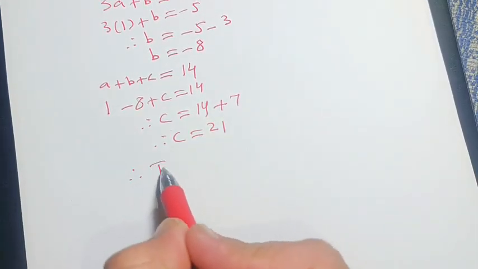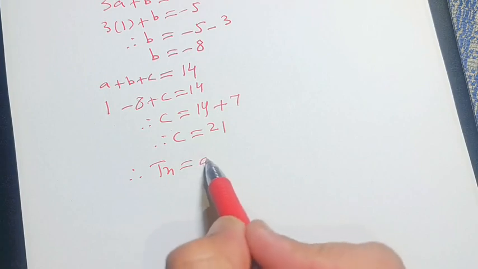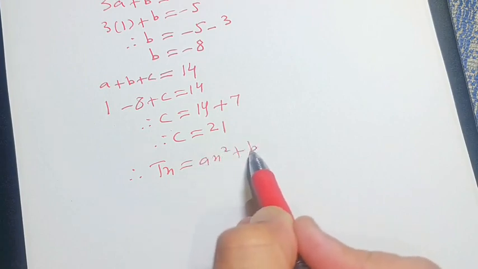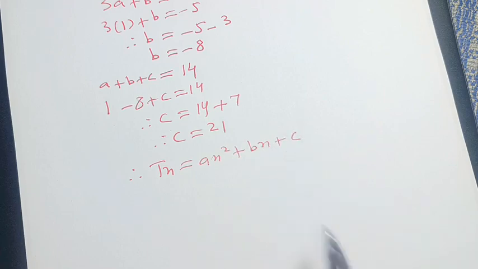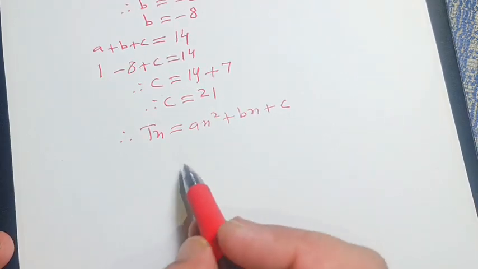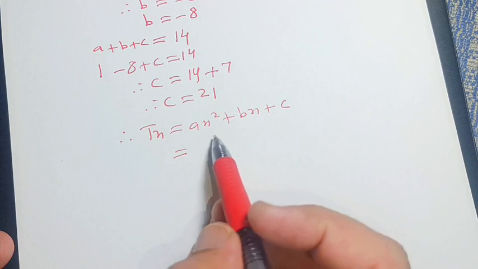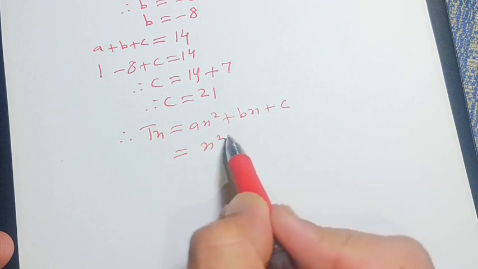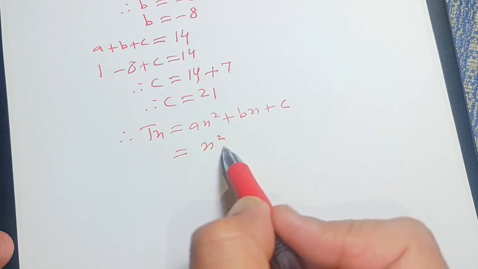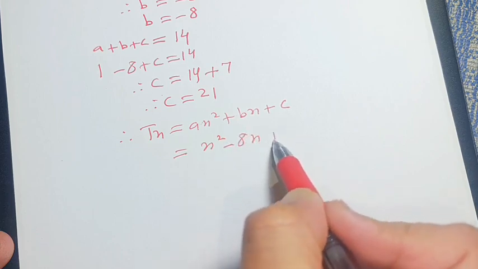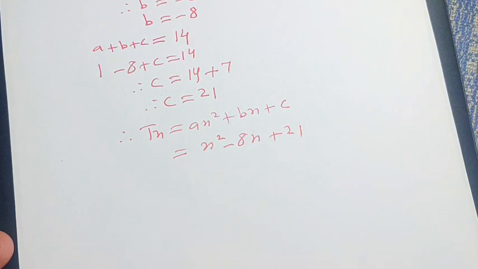Therefore Tn is equal to an square plus bn plus c. You must remember this is a quadratic sequence. So a we have 1, so it's going to be n square. b we got -8, so -8n, and c we got 21, plus 21. So as you can see, we proved that Tn is equal to n square minus 8n plus 21.